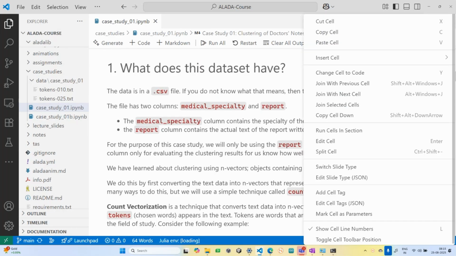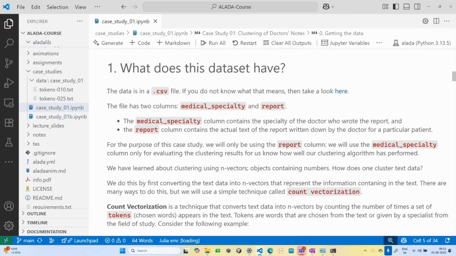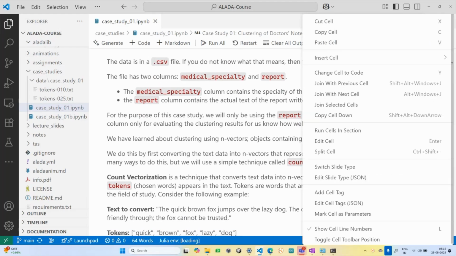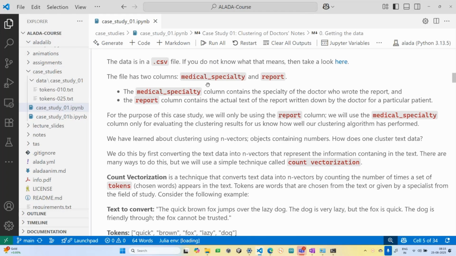The data set that we have is a .csv file, comma separated values. Do you know how many of you don't know what a comma separated value file is? All of you know what it is. Okay, then I won't go into the details. There are 2 columns that are of interest to us. There is a column called medical specialty, another column called report, and both of these contain textual data. That means they are strings in Python.